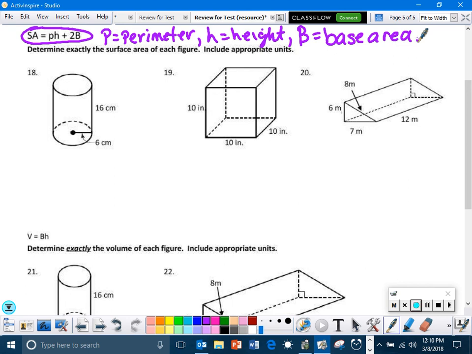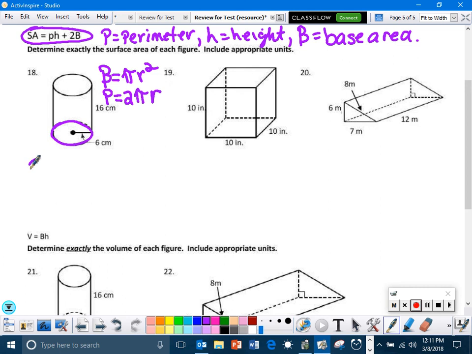All right, so we've got a cylinder. The base of the cylinder is a circle. That is the base. So the big B is going to be pi r squared. Okay? Because it's a circle. So the base is pi r squared. The perimeter is going to be the perimeter, that's the distance around the circle, is 2 pi r, because it's a circle.